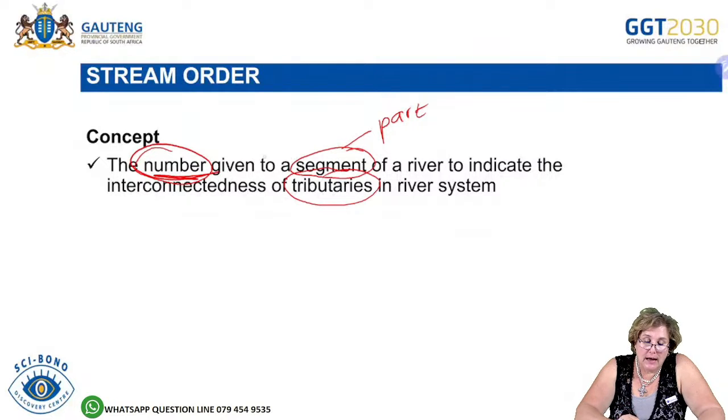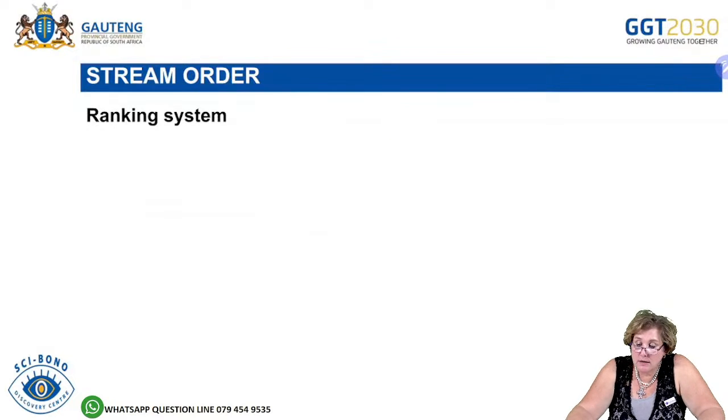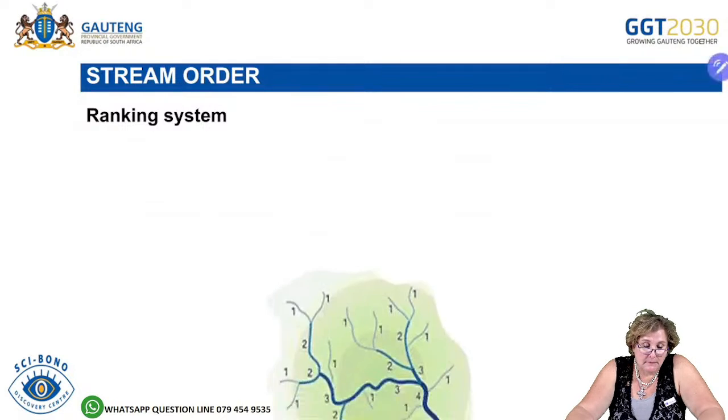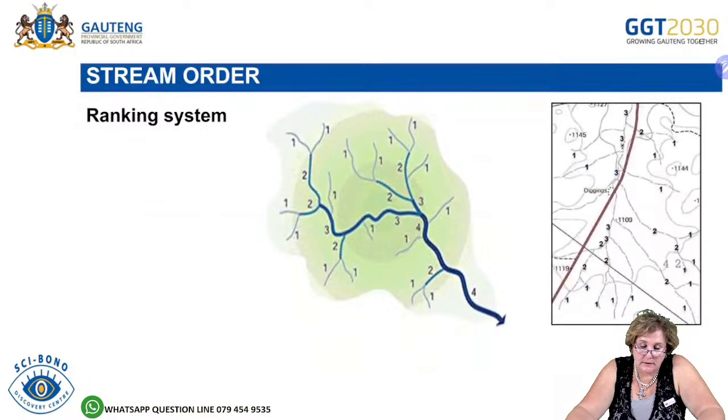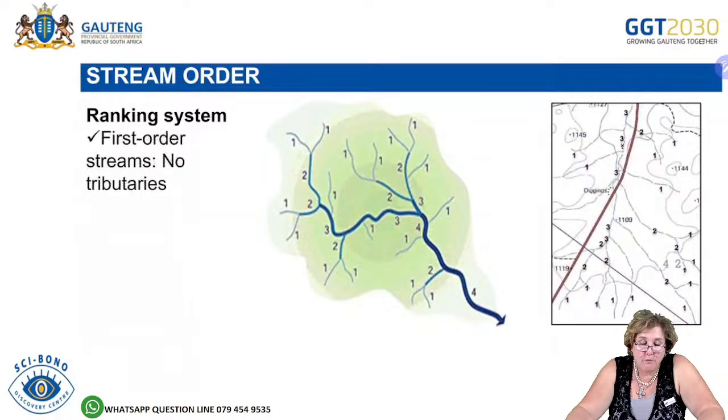So we're going to look at the part of the river that shows us interconnectedness, where they come together, where they flow together. So where your tributaries flow into a bigger river or stream. But its stream orders are always numbers. Now you will see here we're using a ranking system for this. Now if you look there, your first order streams has no tributaries. Now if you look at this diagram, you will see the smallest rivers.